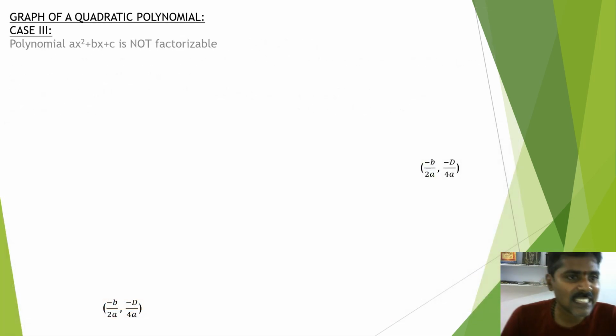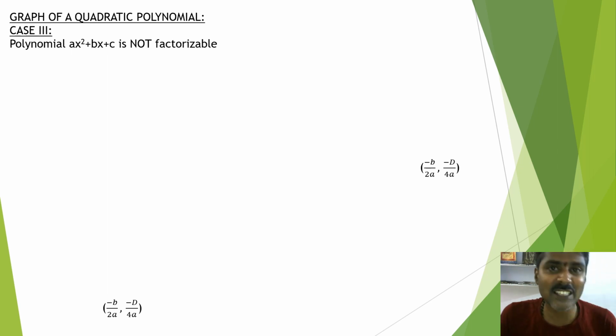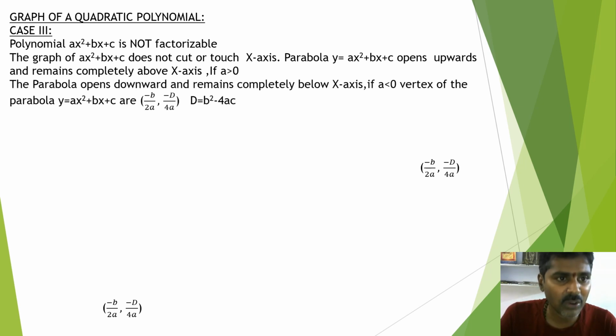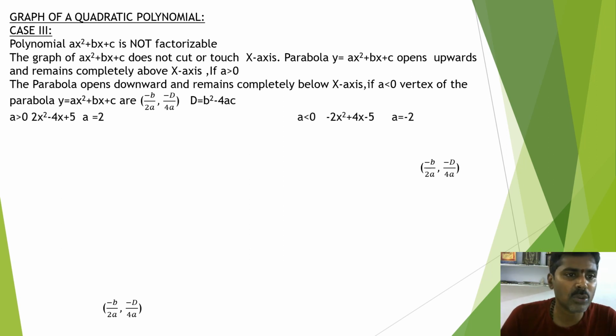We have case 3, when the polynomial is not factorizable. We cannot factorize with our known numbers. Then it does not cut or touch the x-axis. And the parabola, the same, opens upwards and remains completely above the x-axis if a is greater than 0, and it opens downward and remains completely below the x-axis if a is less than 0. And the vertex is as usual minus b by 2a and minus d by 4a. With an example I will show you this also.